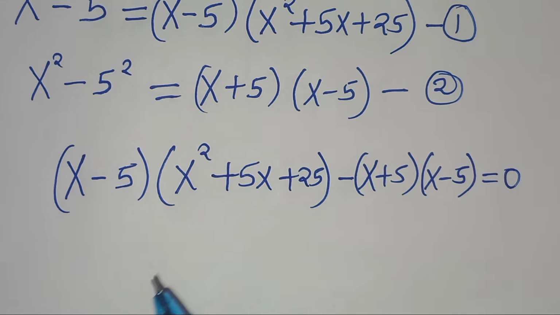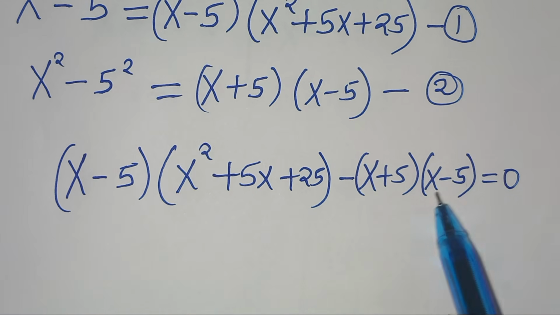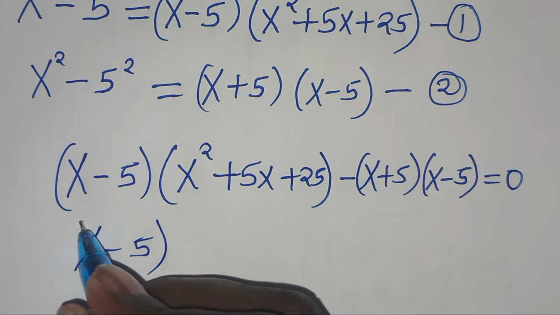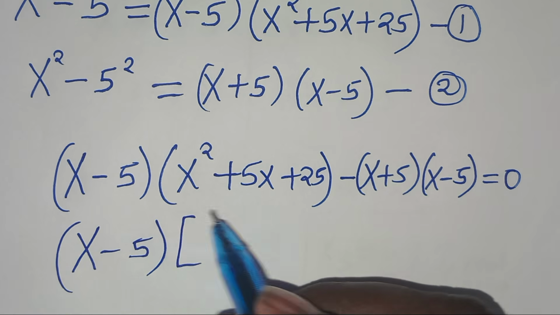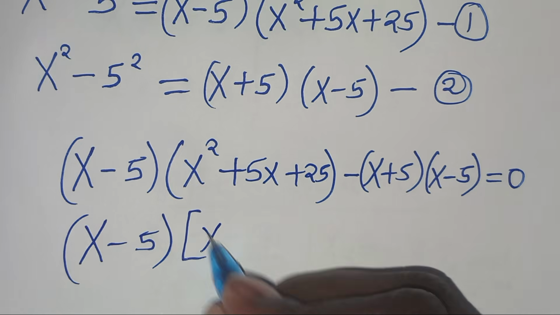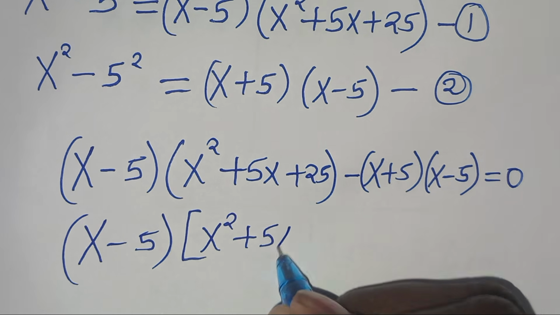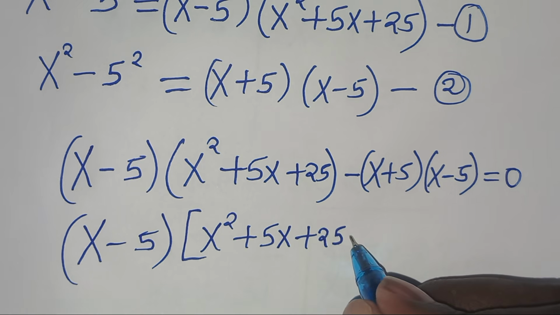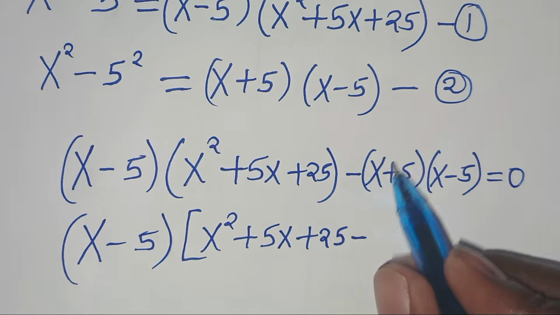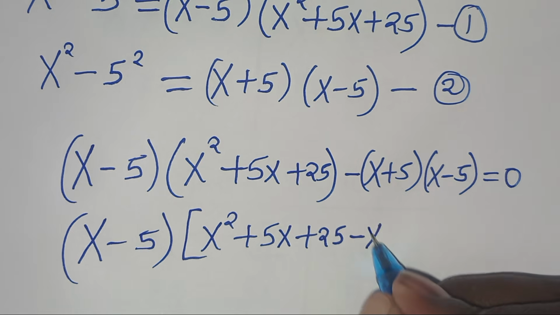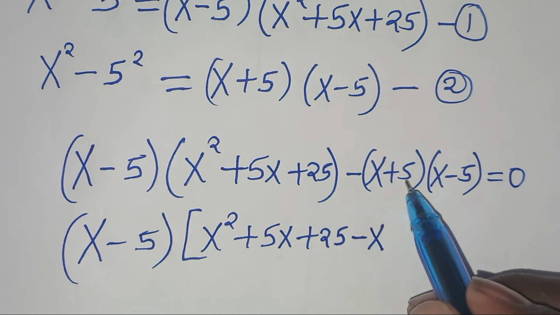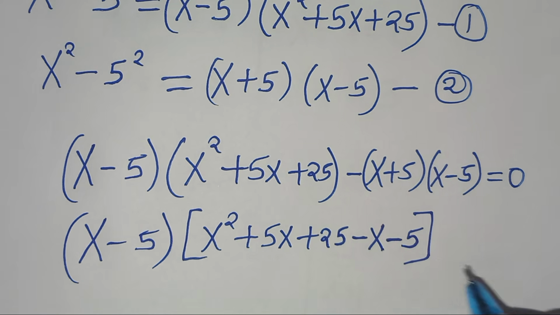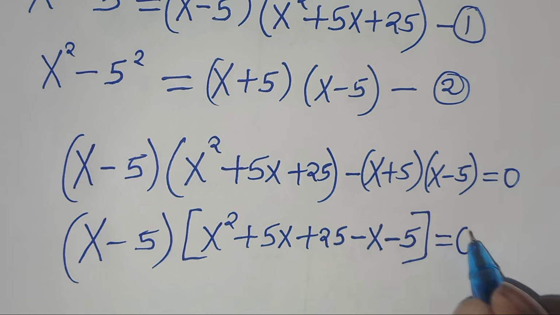So you can see clearly that x minus 5 is common here, so we can factor out x minus 5, so that now we have x squared plus 5x plus 25 minus, this is minus times x, this is minus x, then minus times plus 5, this becomes minus 5, close the parentheses. This is equal to 0.